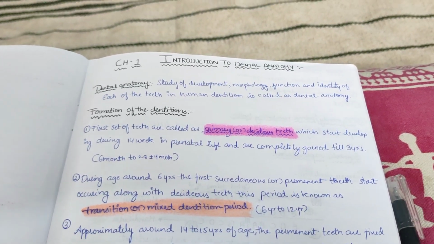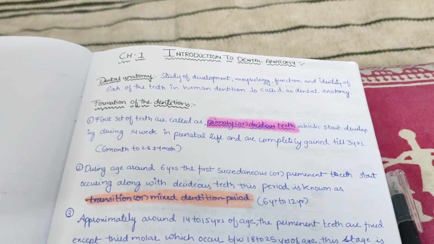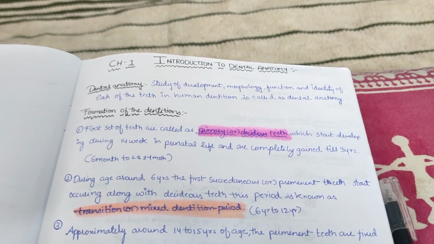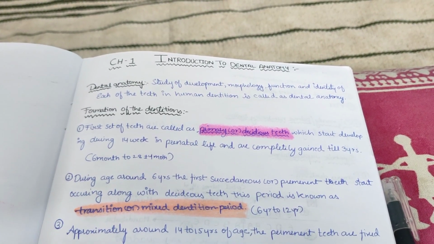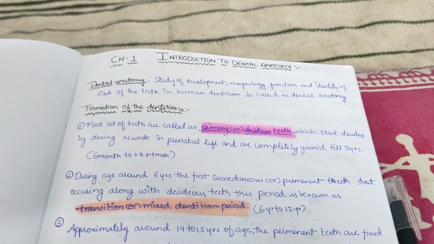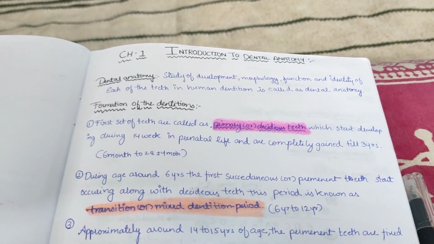Now, formation of dentitions. We have three types of dentition in our lifetime. The first is deciduous or primary dentition or teeth. These are also known as milk teeth, which start developing at the age of 14 weeks of prenatal life, and they completely appear by the age of 3 years.